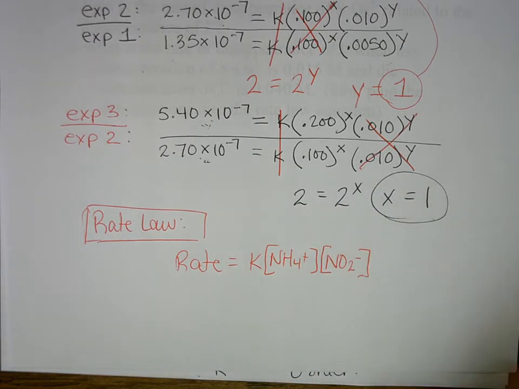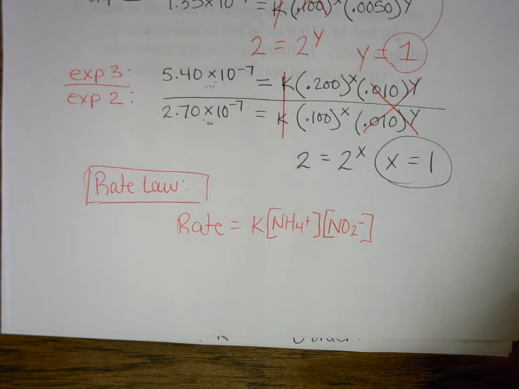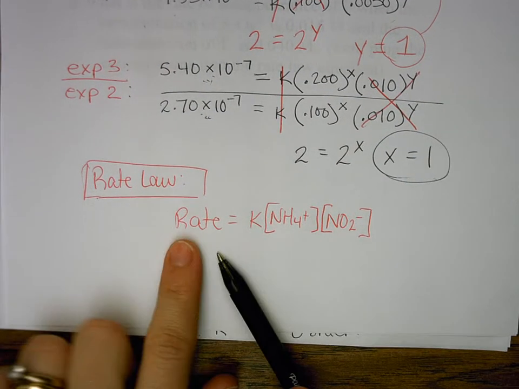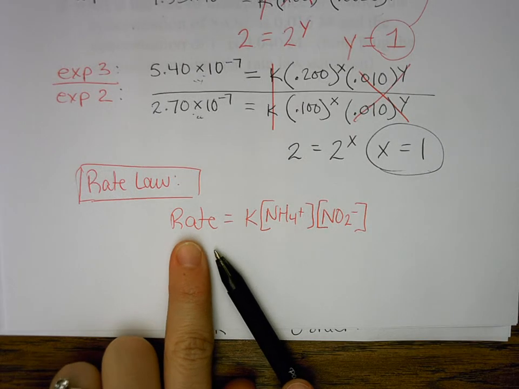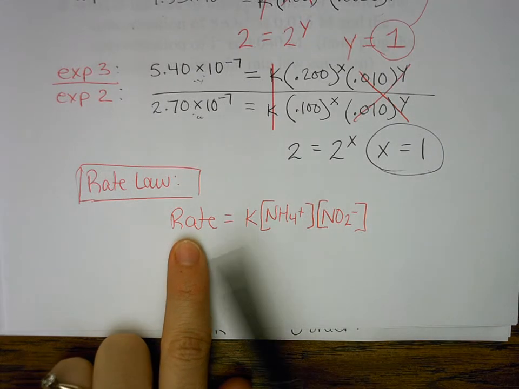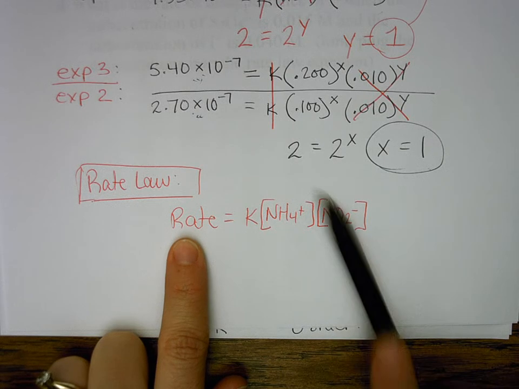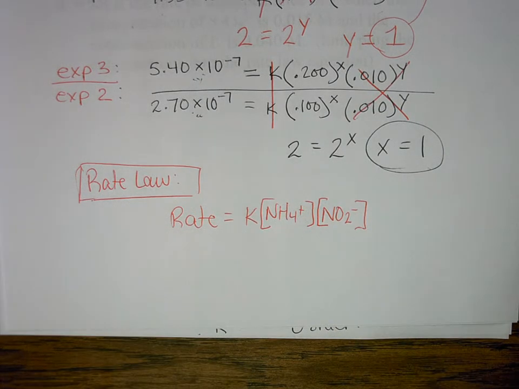What this equation tells you, once you've figured out those exponents, is that the rate of the reaction depends on the concentration of NH4. It also depends on the concentration of NO2. So if the concentration of either of those things changes at all, then the rate is also going to change. The reaction can slow down or it can speed up depending on how the concentrations are affected.